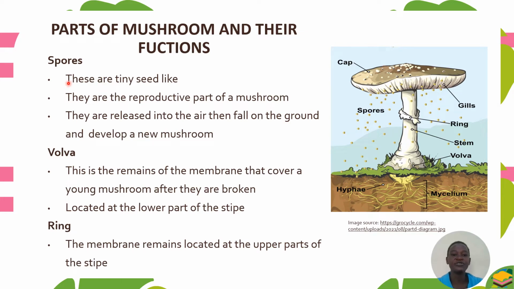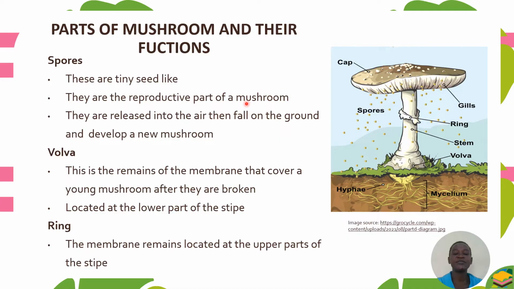Another part of the mushroom which is very important is the spores. They are in powder form. These spores, these dots you are seeing in the picture, are the spores. They are in powdery form. These are tiny and seed-like, and they are the reproductive part of the mushroom.